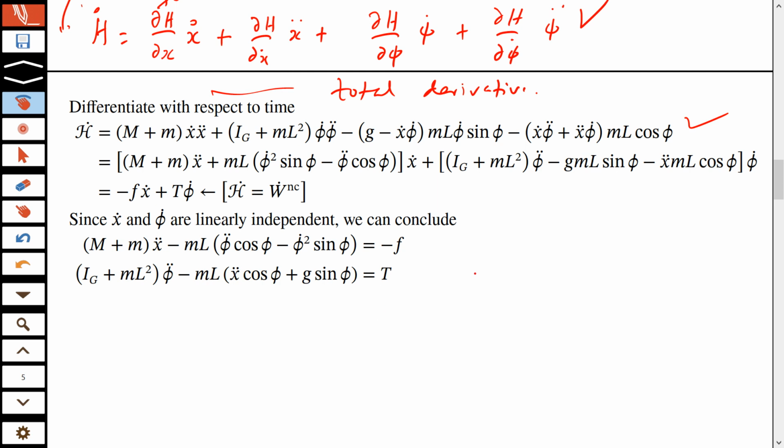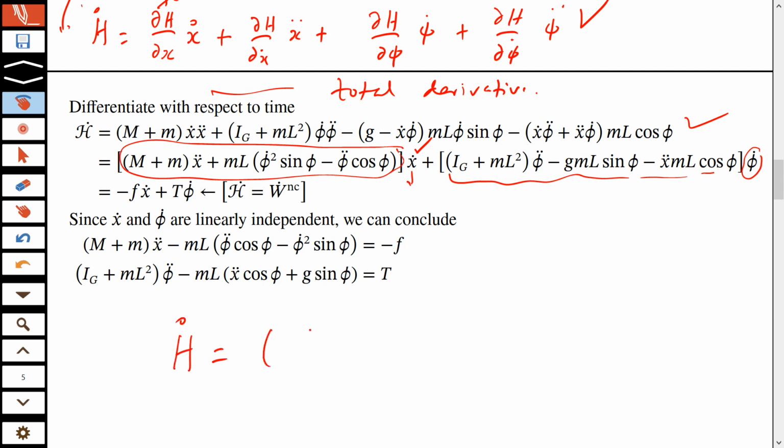Now what you need to do here is to group all the terms which appear as coefficients of x dot. I'll tell you why we need that. Why I'm focusing on x dot and not on x double dot, for example, or phi double dot or phi dot squared. I'm only focusing on x dot. Similarly, I gather all the terms which appear as coefficients of phi dot. So now what I have done basically is that I have expressed h dot as some coefficient multiplied by x dot plus some coefficient multiplied by phi dot.